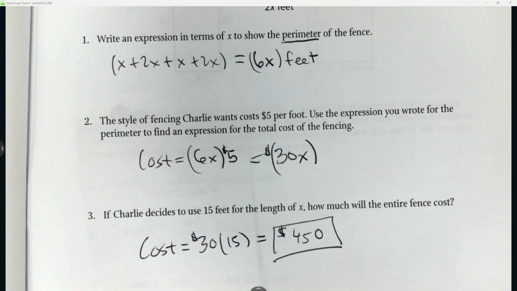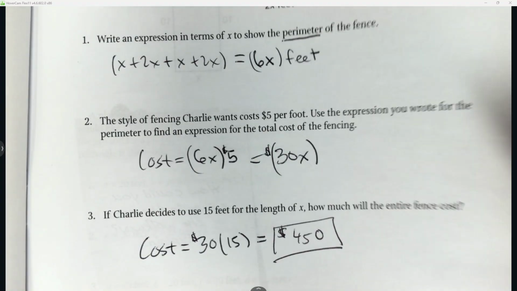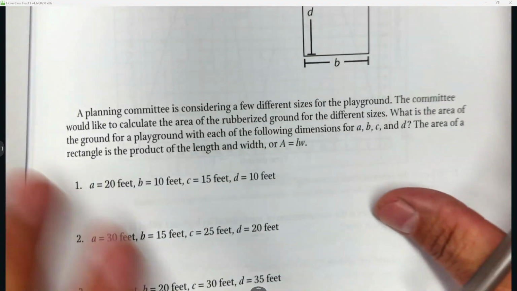Did you try that on your own? Because it wasn't too bad, right? It'd be good if you tried it on your own. There's the right answer. All right, next one.